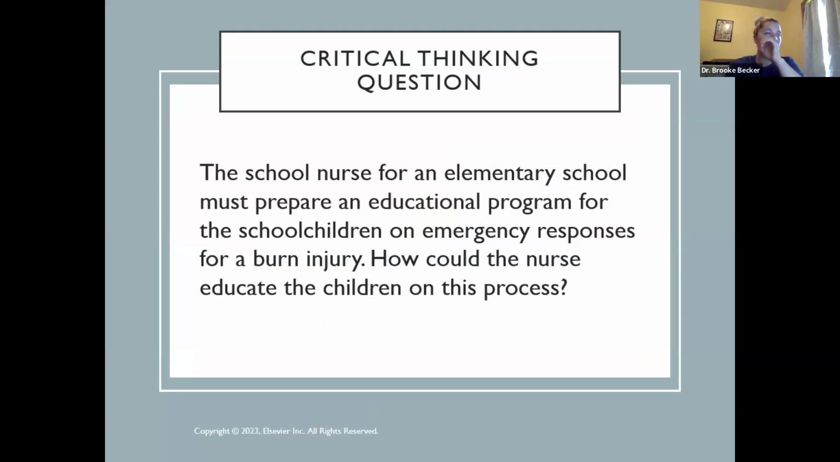Okay. All right, here's your critical thinking question. The school nurse for an elementary school must prepare an educational program for school children on emergency responses for a burn injury. How would the nurse educate children on this process? So what kind of things can you teach kids about burns? Or how to prevent burns, right? Make sure they're wearing sunscreen. Yep.